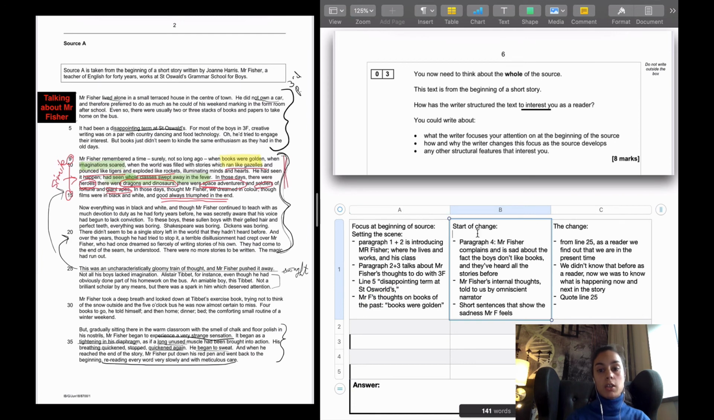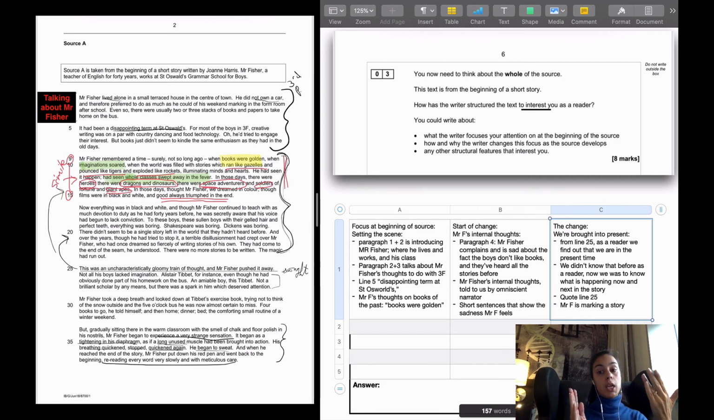The start of the change is Mr. F's internal thoughts, and then the change is we're brought into the present. And when we're in the present, we find out that Mr. Fisher is marking a paper. So Mr. F is marking a story that we know from the previous information he expected to be bad. He expected it to be bad, boring, not interesting.